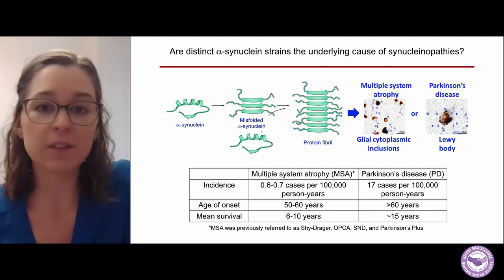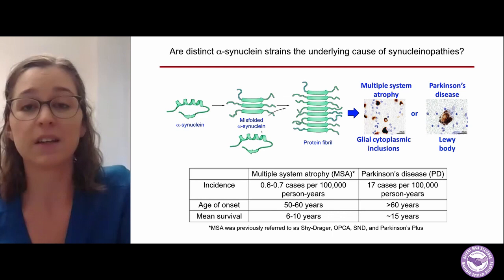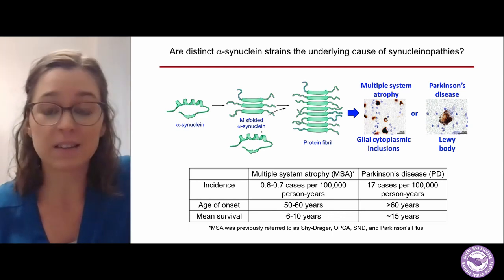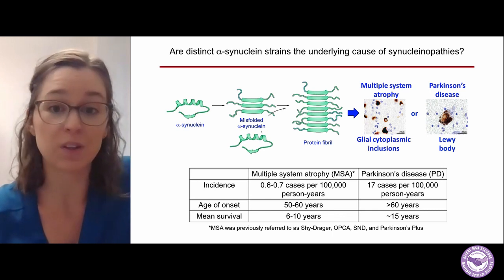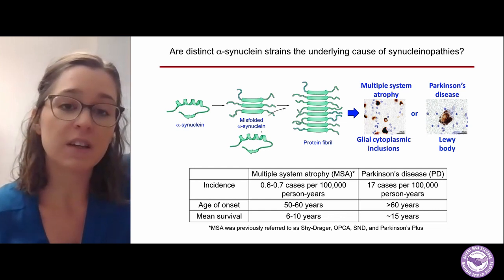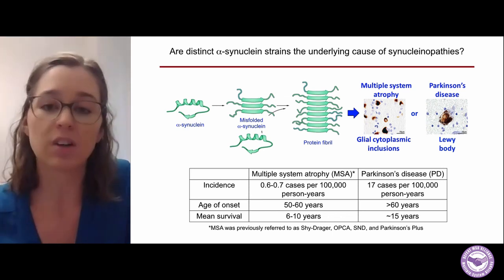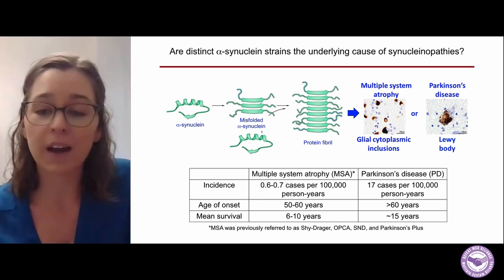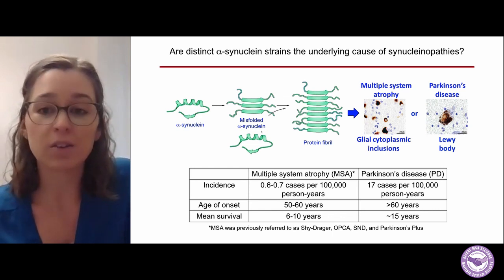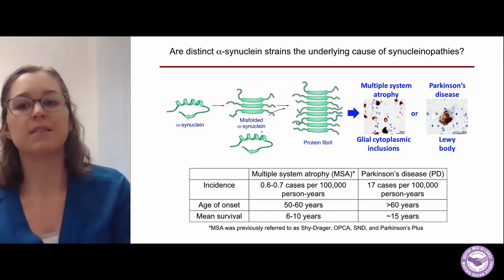A big question recently in the field is, are distinct α-synuclein strains the underlying cause of synucleinopathies? In the Woerman lab, we think that yes, this is the underlying cause of the unique diseases. We think this occurs by the cellular α-synuclein in the brain misfolding again into that stacked beta sheet structure that can form a fibril and aggregate and then deposit in multiple system atrophy as glial cytoplasmic inclusions that are seen here, or Lewy bodies that are seen in Parkinson's disease.